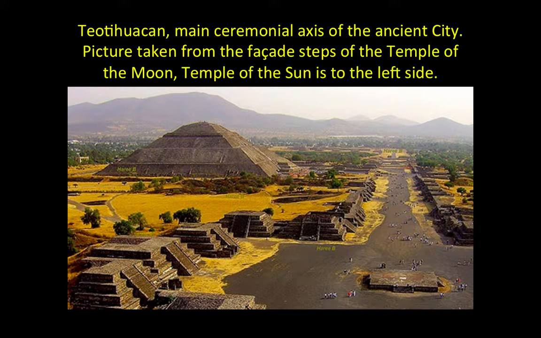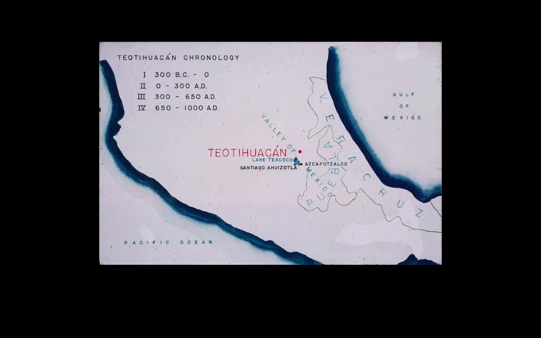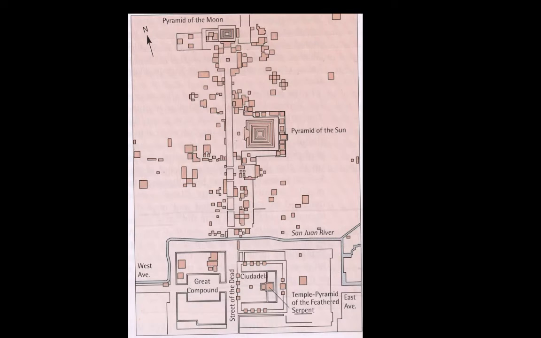Now I want to switch over and change our location to central Mexico. And we're going to be looking at Teotihuacan, and this is just sort of an overview of the main ceremonial axis of the ancient city. The picture is taken from the façade steps of the Temple of the Moon, and the Temple of the Sun is to the left. And here's a map of where Teotihuacan is, so you get a better indication of the geography.